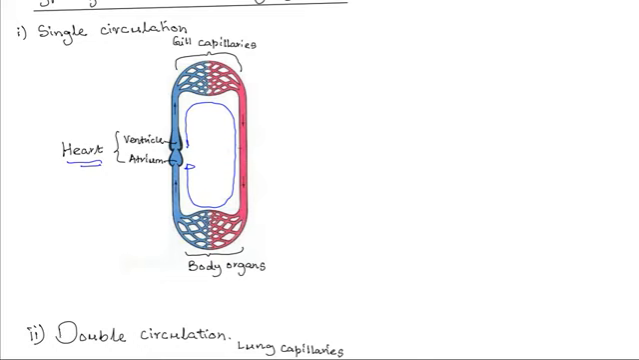That's one complete cycle. In the single circulation, the heart has two chambers: the atrium that receives the blood and the ventricle that pumps the blood out. So there is one atrium and one ventricle. So in the single circulation, the heart is two-chambered. This type of circulation is found in fish.